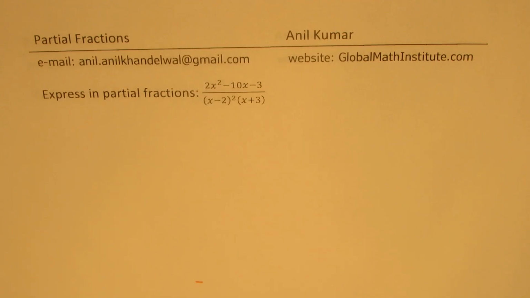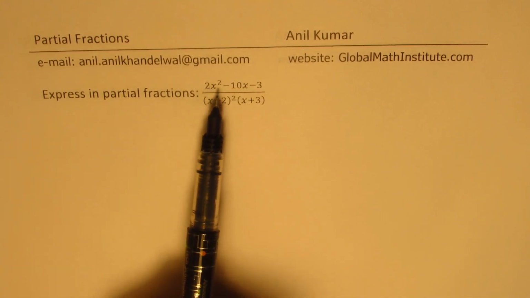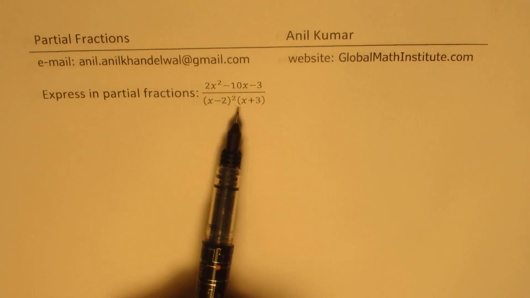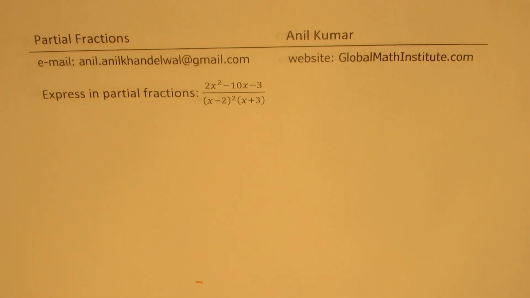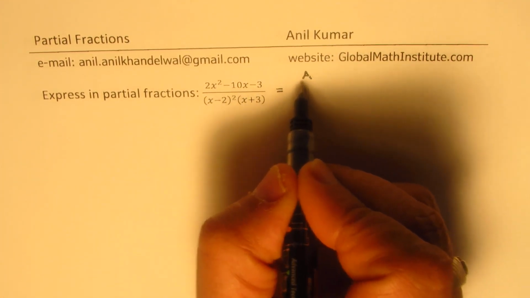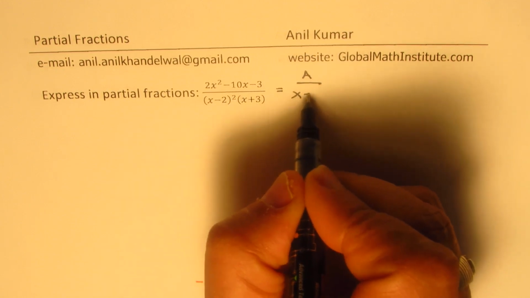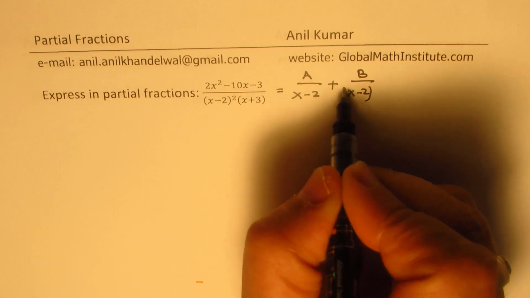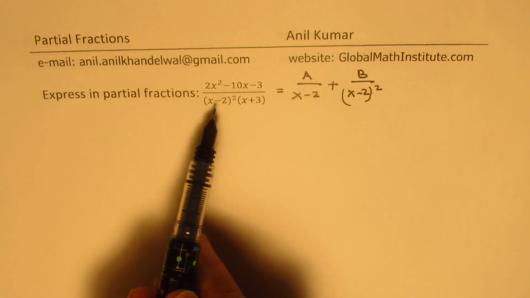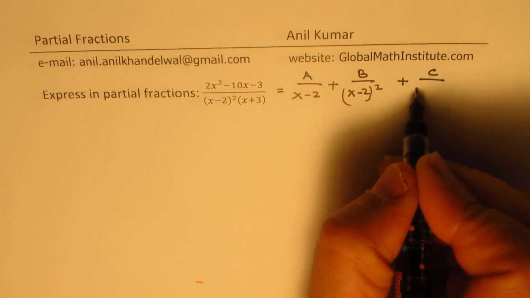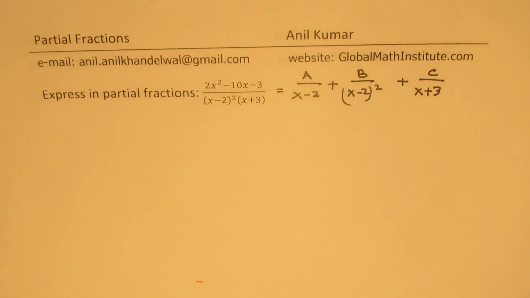Now here is a very interesting question. We need to write in partial fractions 2x squared minus 10x minus 3 divided by (x minus 2) whole squared times (x plus 3). Now in this case, this could be written as equal to a over x minus 2 plus b over (x minus 2) whole squared, right? So this term leads to two terms, plus c over x plus 3, right?